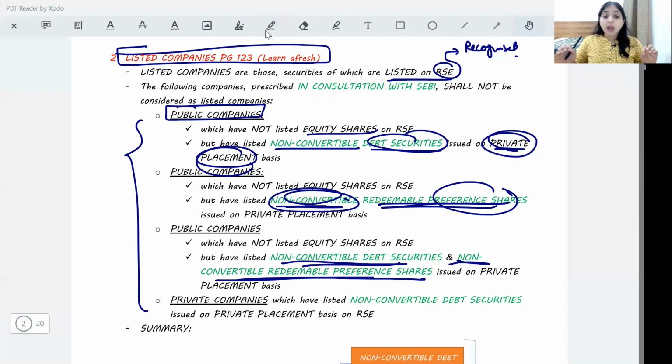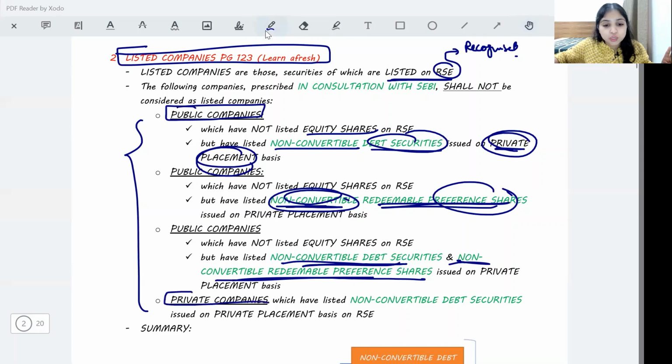Are you following? So now, as on date, listed companies are those companies whose securities are listed on a stock exchange. But for 4 companies, even though their securities are listed on a stock exchange, they will still not be considered as listed companies. What are these 4 companies? Number 1, public companies whose equity shares are not listed, just their non-convertible debentures are listed. Number 2, public companies whose equity shares are not listed, just their non-convertible redeemable preference shares are listed. Number 3, public companies whose equity shares are not listed, just their non-convertible debentures or their non-convertible redeemable preference shares are listed. And what is the 4th company?